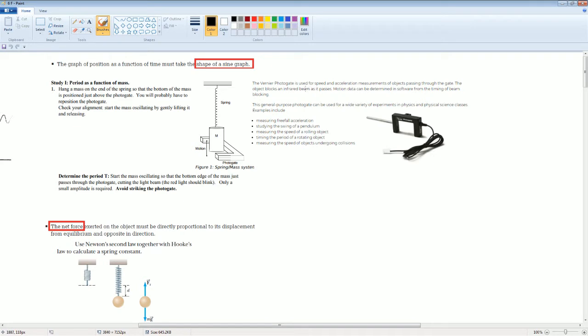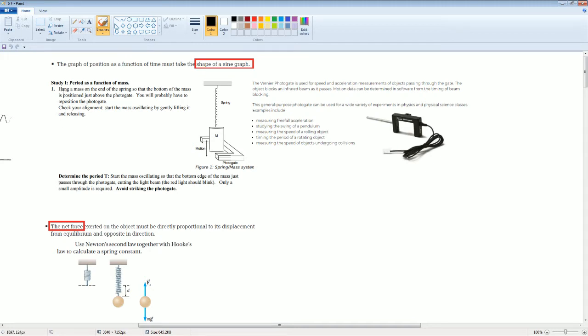The Photogate is used for speed and acceleration measurement of an object that passes through the gate. So there's a beam that goes through this gate. When an object interacts with the beam or passes through it, it is going to record that and the time. Most of the time, this is used to measure free-falling acceleration, study the swing of a pendulum, measure the speed of a rolling object, time the period of a rotating object, or measure the speed an object undergoes during a collision. So this is really useful to measure position and time built together. Think about this as a motion sensor with a timer built into it.